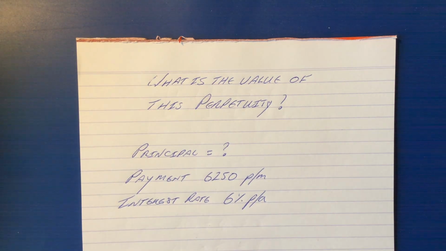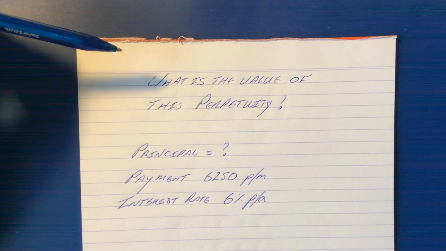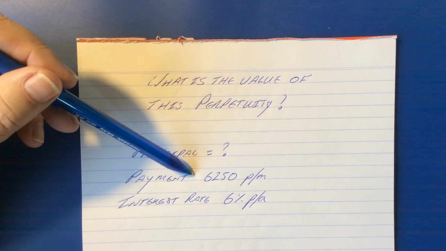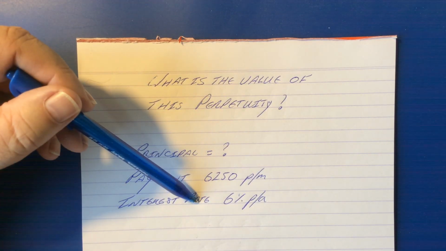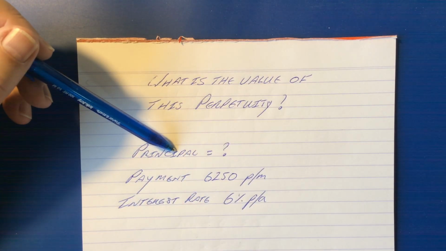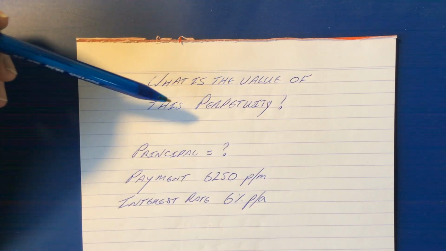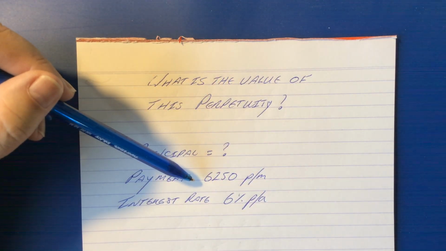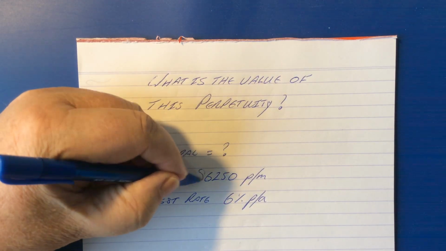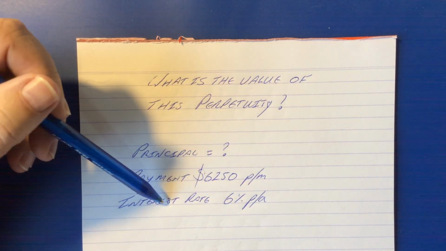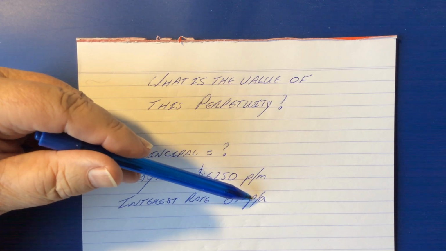Today we have what for some people is a very perplexing problem. Given the payment that comes out of a perpetuity and its interest rate, can we calculate its principal? As in, what is the value of this perpetuity given these numbers? A monthly payment of $6,250 will make it, and an interest rate of 6% per annum.